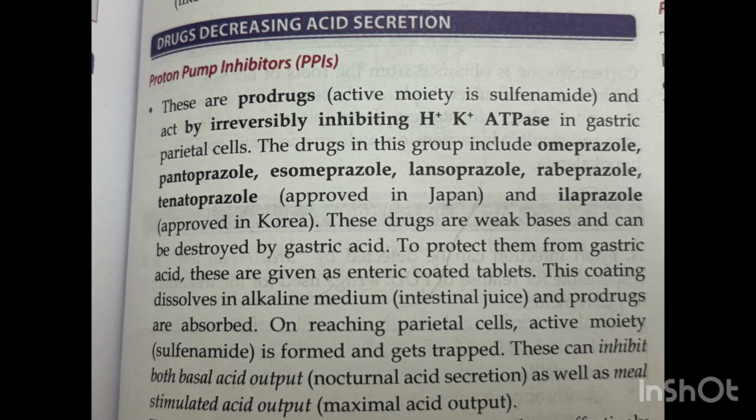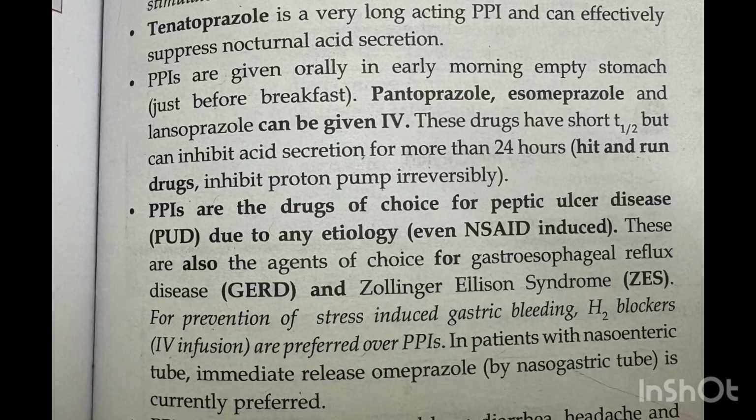These drugs are weak bases and can be destroyed by gastric acid. To protect them from gastric acid, these are given as enteric coated tablets. This coating dissolves in alkaline medium, that is intestinal juice, and the prodrugs are absorbed. On reaching parietal cells, the active moiety sulfonamide is formed and gets trapped. These can inhibit both basal acid output, that is nocturnal acid secretion, as well as meal stimulated acid output, maximal acid output. Tenatoprazole is a very long acting proton pump inhibitor and can effectively suppress nocturnal acid secretion.